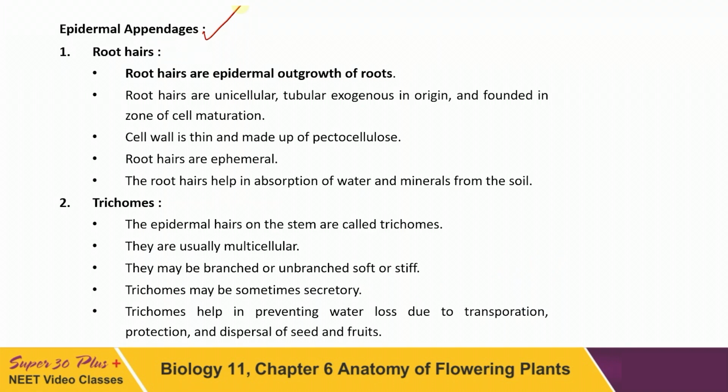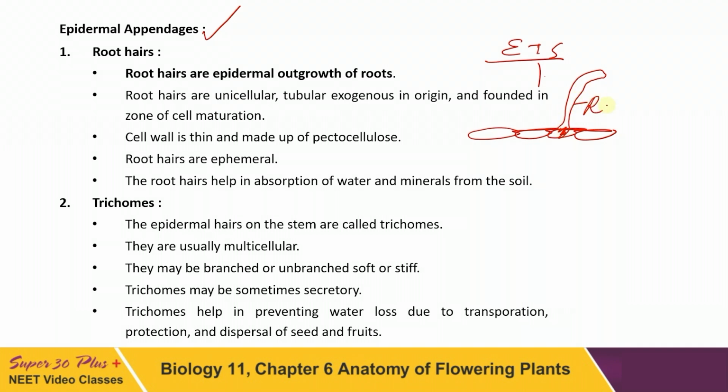Come to the next now, that is epidermal appendages. We are dealing nowadays with the epidermal tissue system. In the epidermal tissue system, we have seen that the epidermis is a continuous layer. Now from this epidermis, some outgrowths may arise, known as epidermal appendages. In the case of a root, you see some of the epidermal cells get elongated into a unicellular structure, and this is known as a root hair.